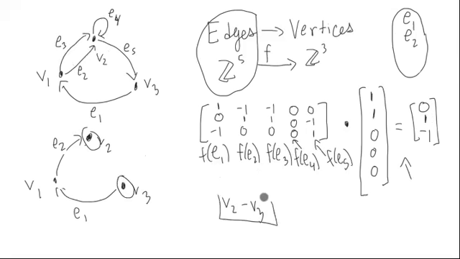So kind of a neat idea of how we can think of incidence and the incidence matrix and map on a digraph.